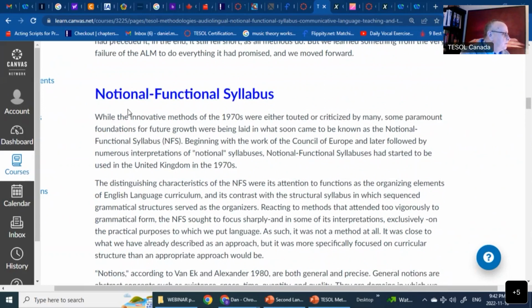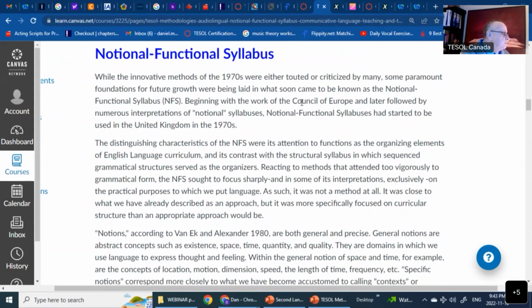And then there was the notional functional syllabus. While the innovative methods of the 1970s were either touted or criticized by many, some paramount foundations for future growth were being laid in what soon came to be known as the Notional Functional Syllabus, or NFS, beginning with the work of the Council of Europe and later followed by numerous interpretations of notional syllabuses. Notional functional syllabuses had started to be used in the United Kingdom in the 1970s.